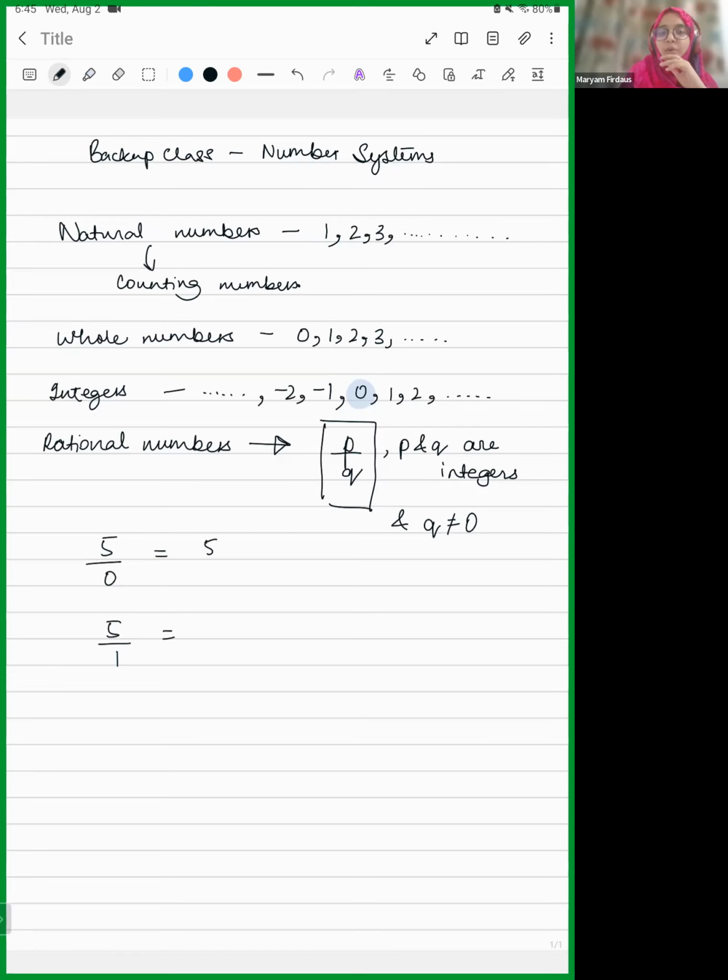I'm talking to all the four students who are present here: Zain, Abdurrahman, Avni, and Munir. What is 5 by 1 equal to? Again, 5. 5 by 1 is also equal to 5 and 5 by 0 is also equal to 5. Is there something wrong over here?